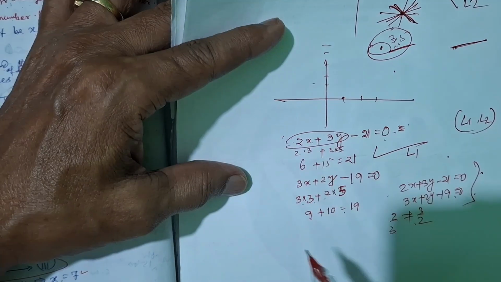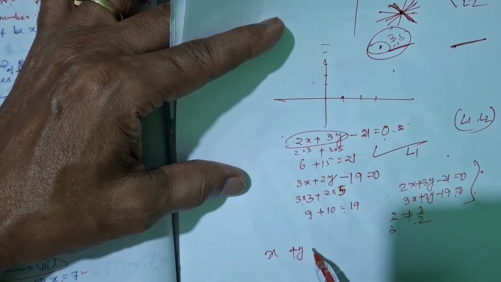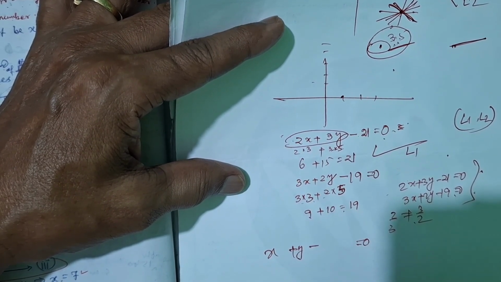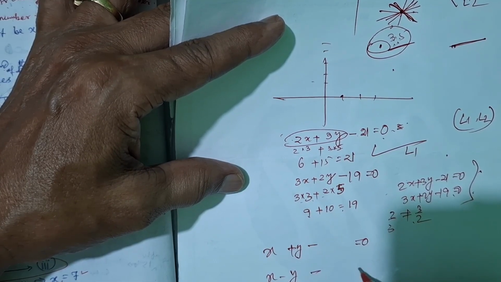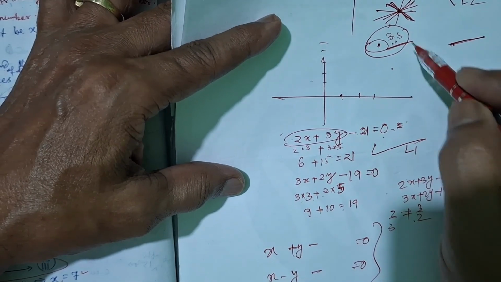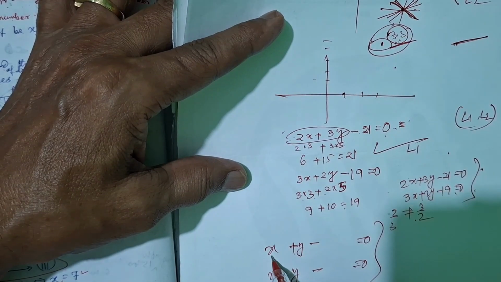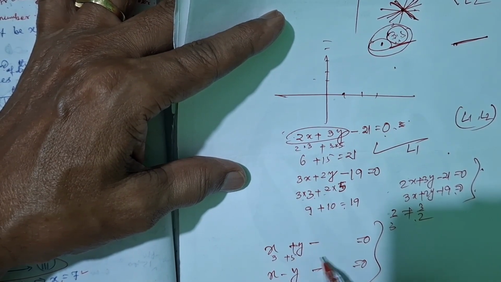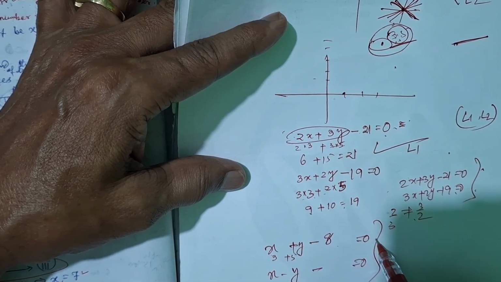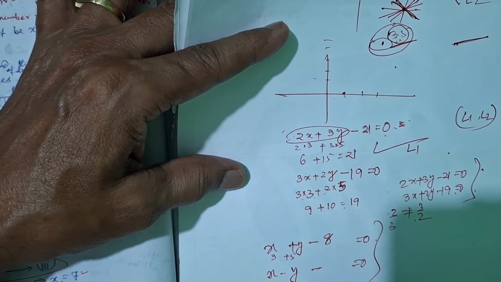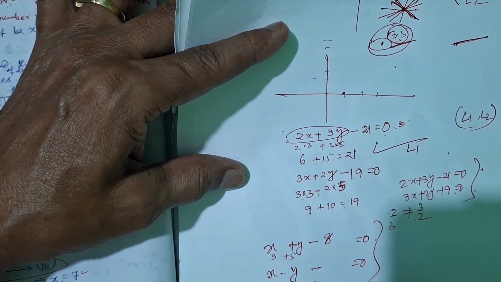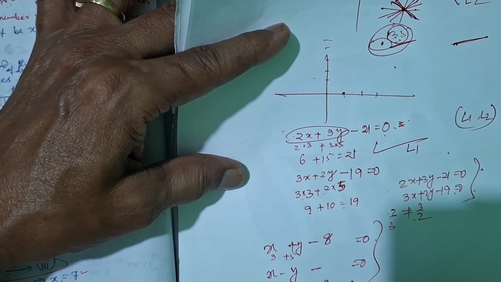Simultaneously, we can draw another: x plus y minus something is equal to 0, x minus y minus something is equal to 0. This 3 and 5 will satisfy this. So you have 3 plus 5, so minus 8 is equal to 0. X minus y, 3 minus 5 plus 2 is equal to 0.